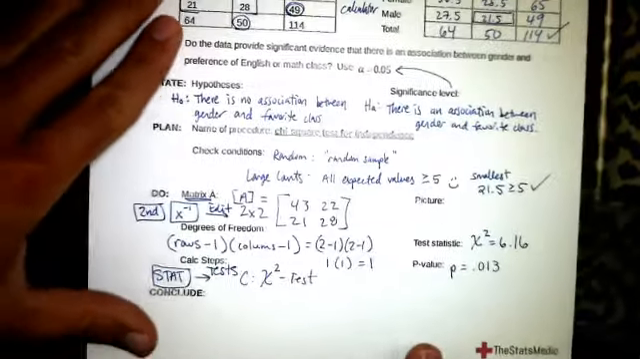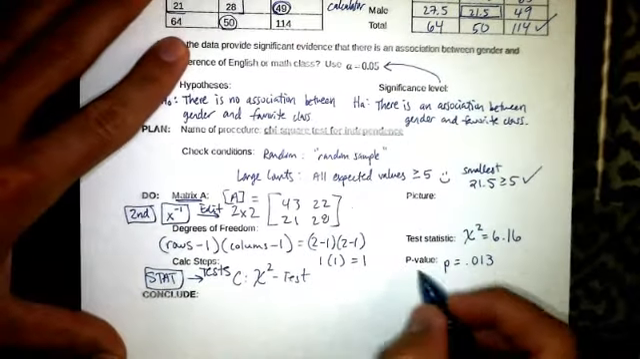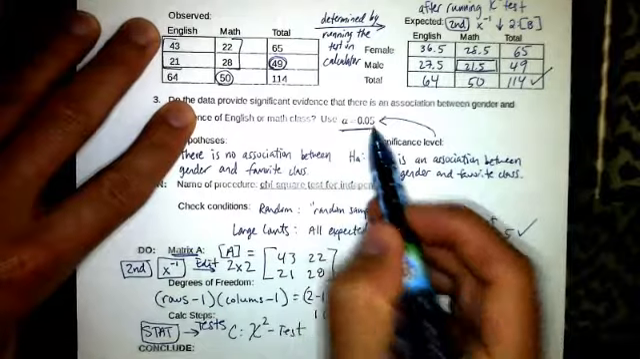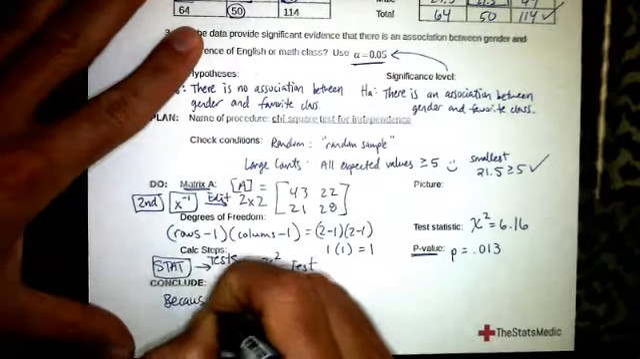All right, we ran the test. Now we're going to actually interpret what we found out and what it means. And we're again using this p-value. We're going to compare that p-value to the alpha level of 0.05.